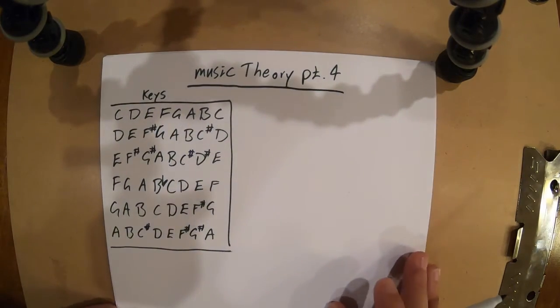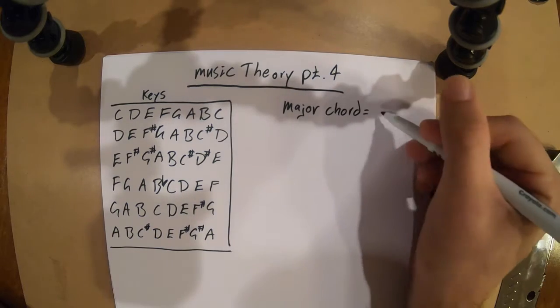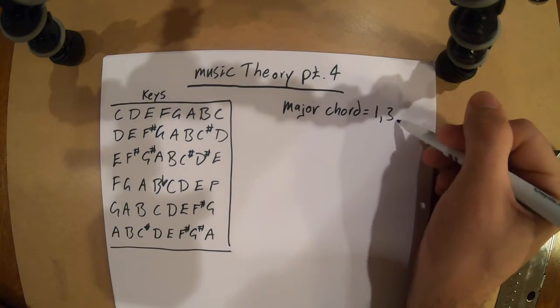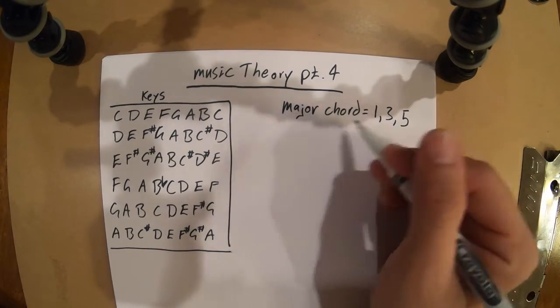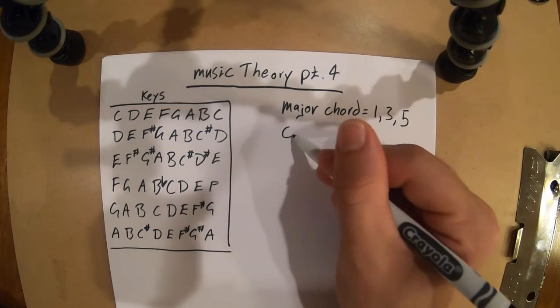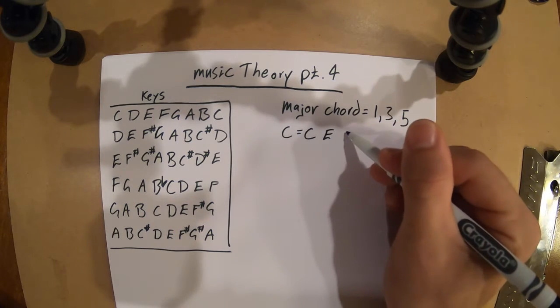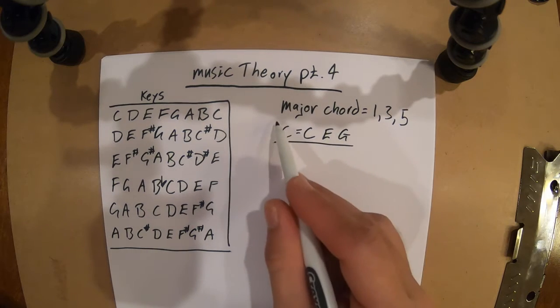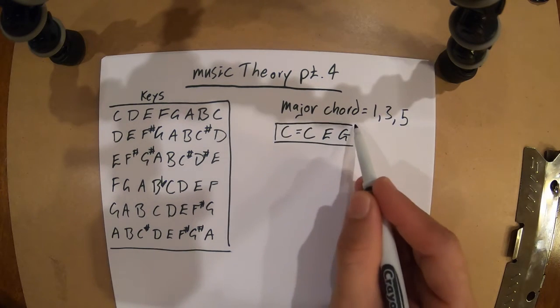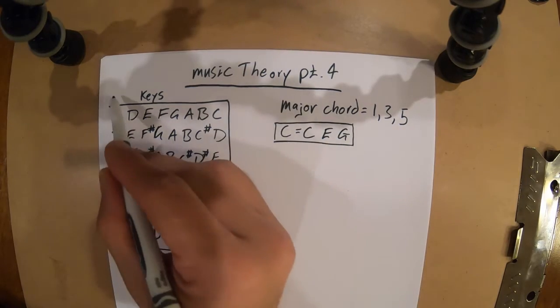And we figured out before that you can have a major chord, which is 1, 3, and 5. So if you use this formula to make a C chord, you'll get C, E, and G. And so this chord exists, obviously, in key of C because we went to key of C and made it.